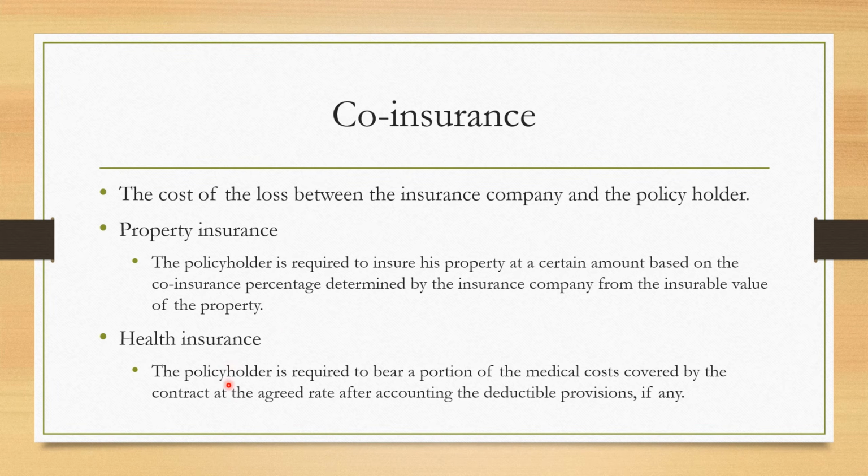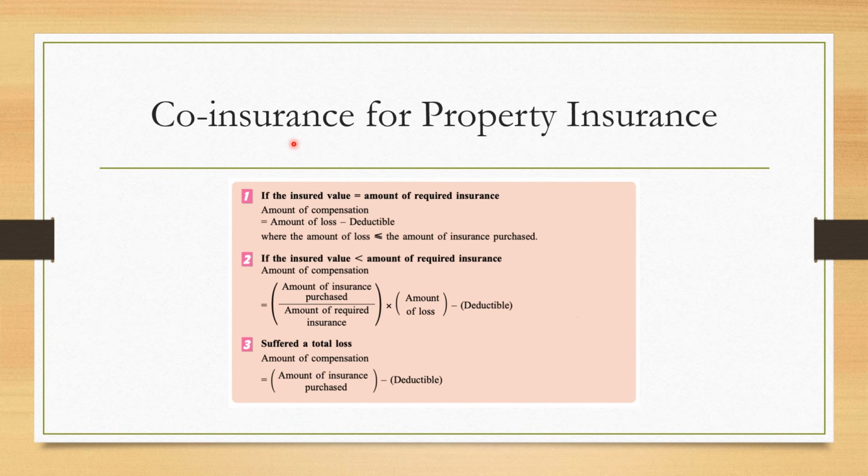Health insurance: the policyholder is required to bear a portion of the medical costs covered by a contract at the agreed rate after accounting for the deductible provision. Again, look at the question. Now, moving on, let's look at an example question for co-insurance on property insurance.